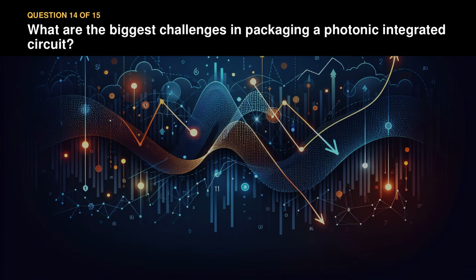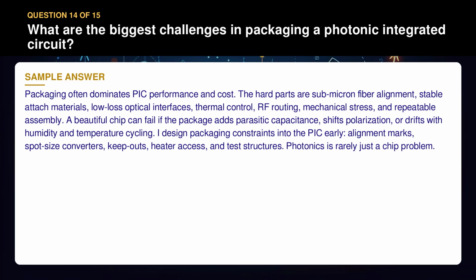Question 14. What are the biggest challenges in packaging a photonic integrated circuit? Packaging often dominates PIC performance and cost. The hard parts are submicron fiber alignment, stable attached materials, low-loss optical interfaces, thermal control, RF routing, mechanical stress, and repeatable assembly. A beautiful chip can fail if the package adds parasitic capacitance, shifts polarization, or drifts with humidity and temperature cycling. I design packaging constraints into the PIC early: alignment marks, spot size converters, keep-outs, heater access, and test structures. Photonics is rarely just a chip problem.